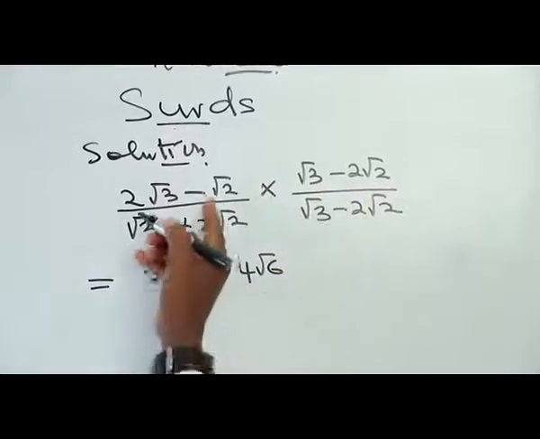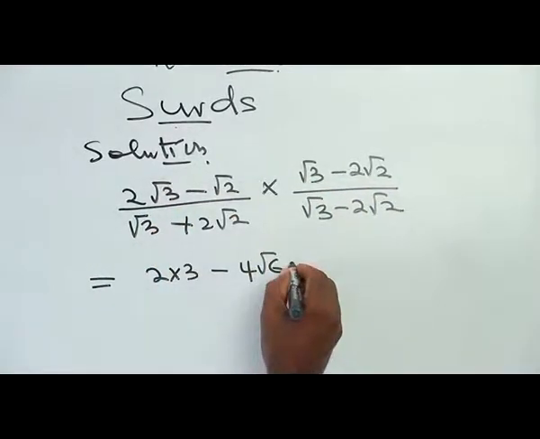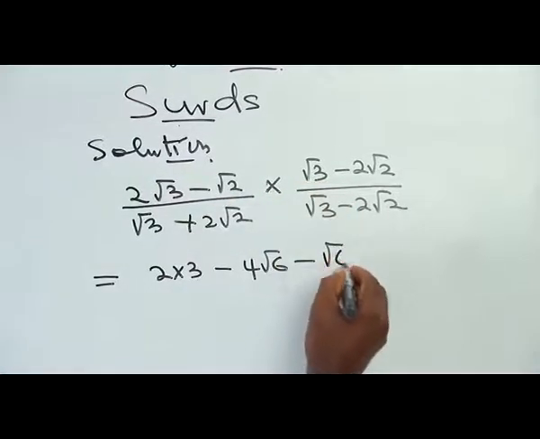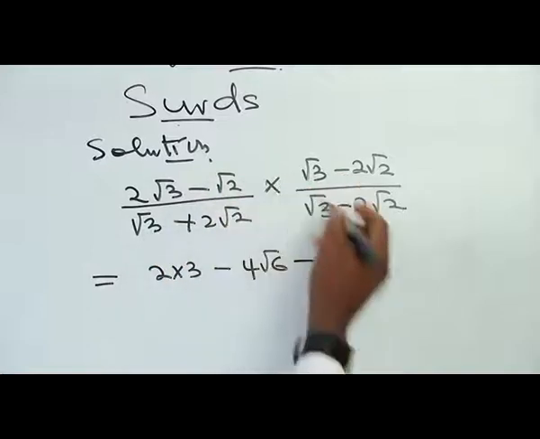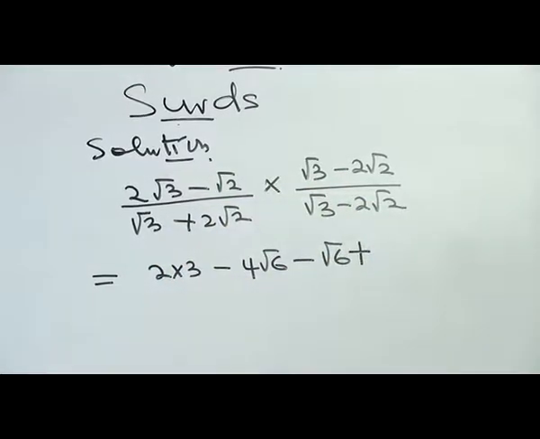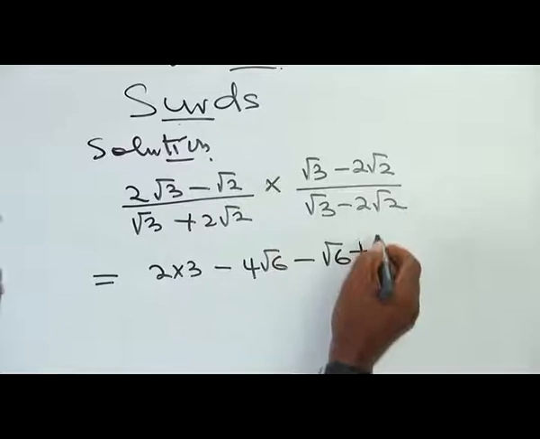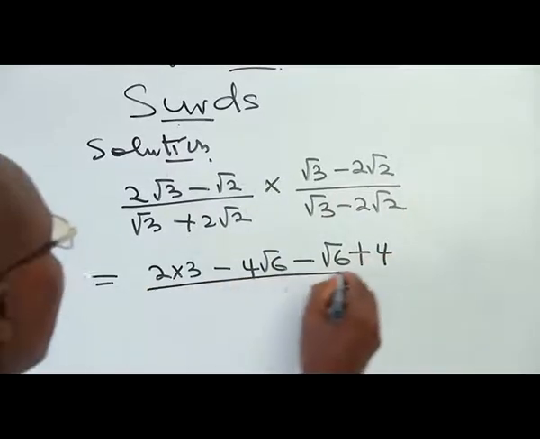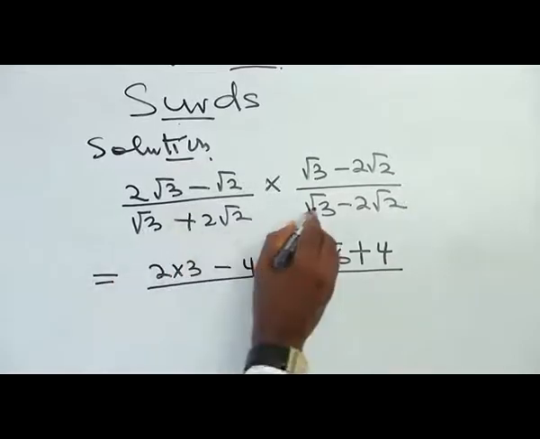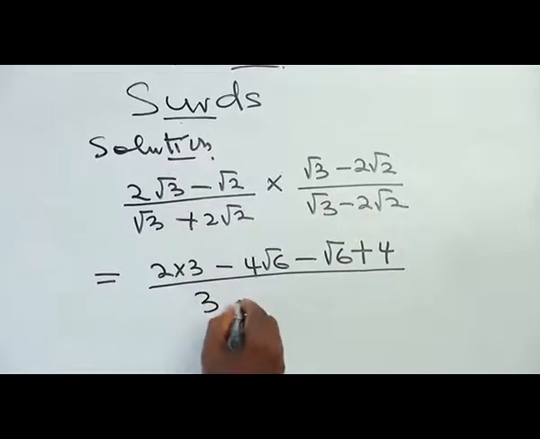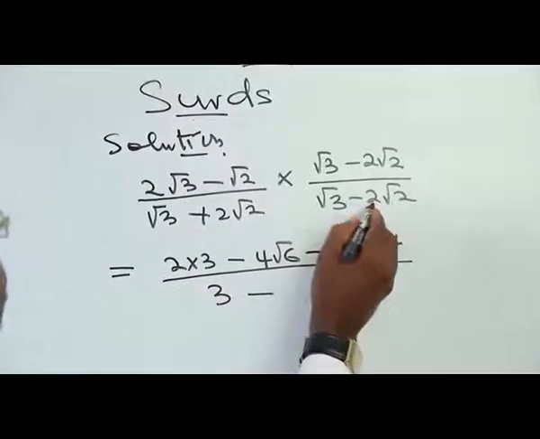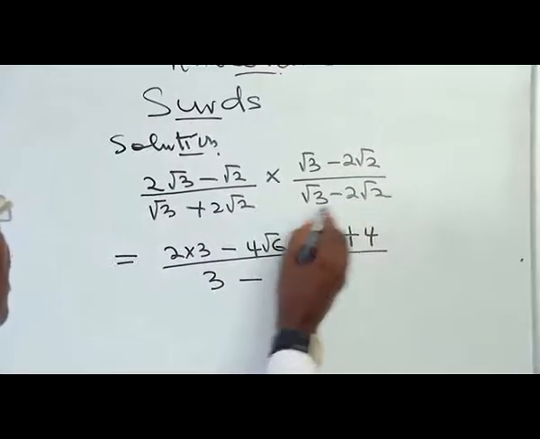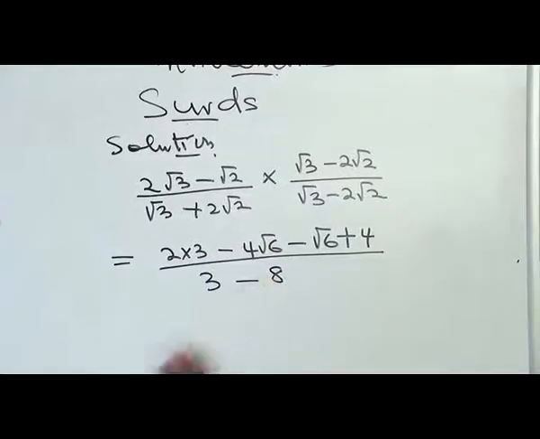Then take this now to multiply this, minus 2 times 3 is 6 under root again. And then take this, minus times minus is plus. Then root 2 times root 2 is 2, times the 2 there is now 4. Everything here, all over root 3 times root 3, which is 3, minus 2 times 2 is 4, root 2 times root 2 is 2, so 2 times 4 will give you 8.